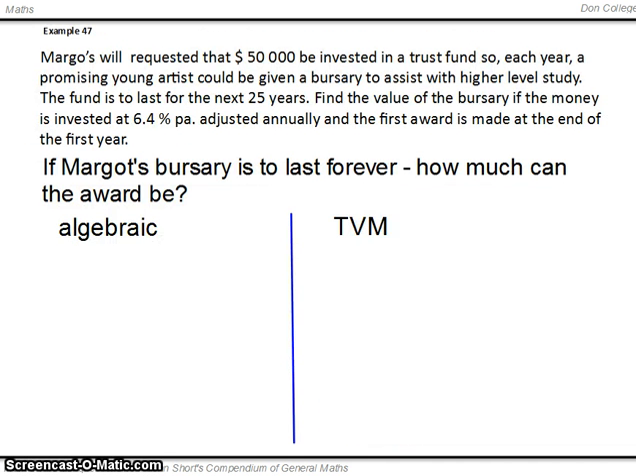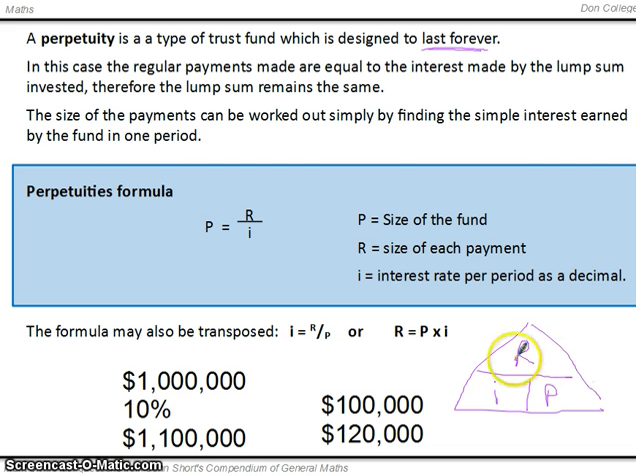Okay, Margot's will has requested that $50,000 be invested in a trust fund. We had a look at this question earlier, but now we're going to change it so that it lasts forever. How much can the award be? So what's the most that she can give away and have this amount of money never dip below $50,000 if it's earning 6.4%? We're going to use that formula, R equals I times P, that we just looked at.